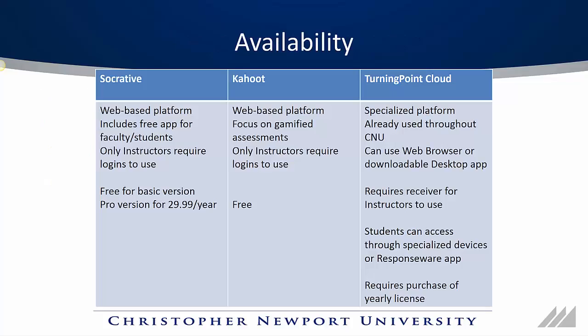First, let's start with availability. This includes how faculty and students access the platform, as well as the cost for both that faculty member and the students. We'll be using a few short statements about how each platform is put together to help explain this one.